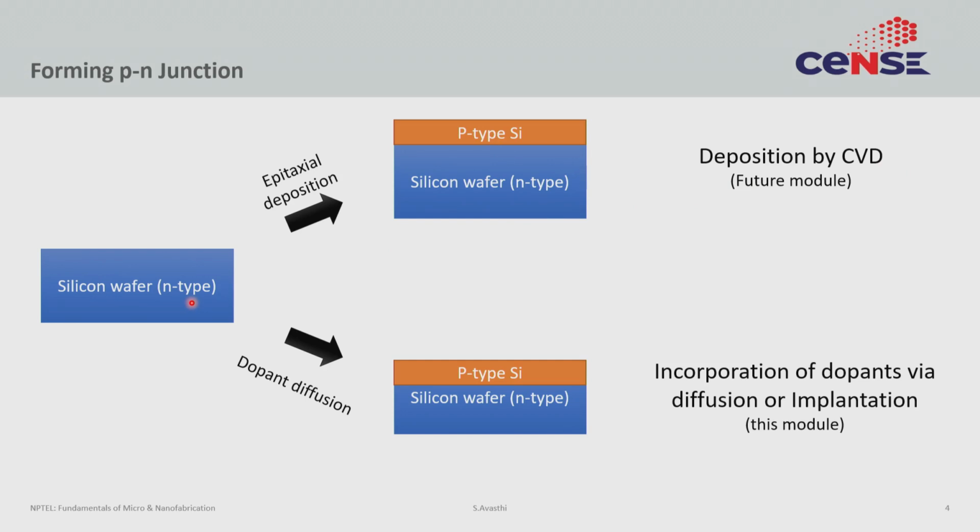But another way you can think of doing this is, instead of depositing p-type silicon on top, you can just interpenetrate a p-type dopant, say boron, into the n-type material, that is silicon. And if the concentration of boron is more than the concentration of the n-type dopant, then you would form a p-type region on top of the wafer. So, you have not added any new material, you have changed the properties of the surface. This incorporation of dopants is done via diffusion.